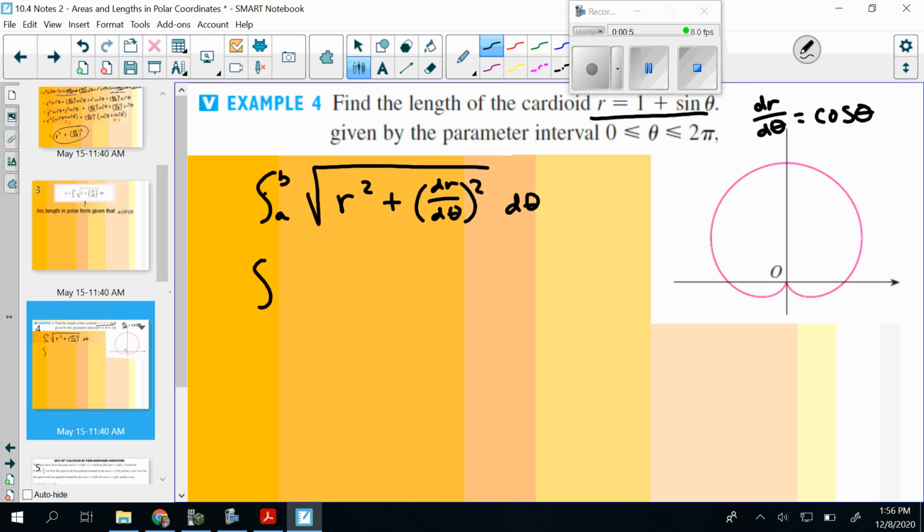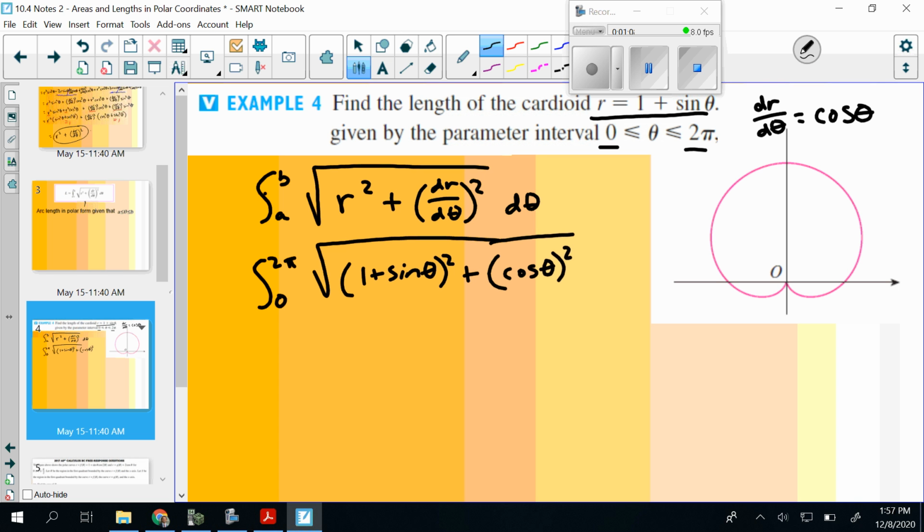We'd integrate from 0 to 2 pi of the square root. Our r equation is 1 plus sine theta, squared. And our dr d theta is cosine theta, squared. And we'd want to do this.